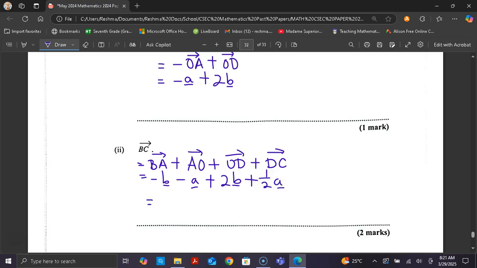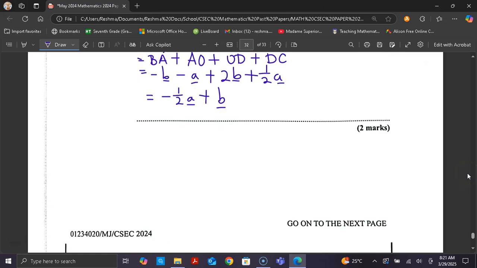So just like in algebra, we collect the like terms. So we have negative 1A plus a half A, which will be negative a half A. And negative B plus 2B will be plus 1B. So therefore BC is negative a half A plus B.